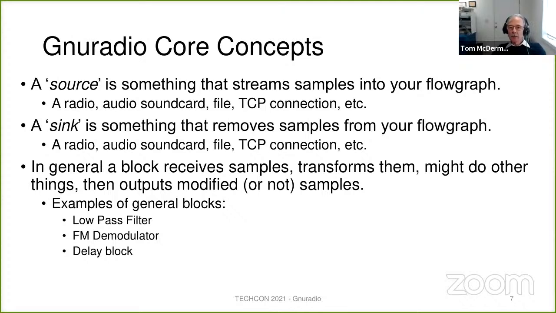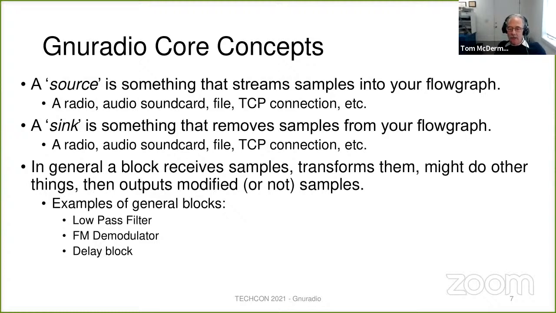A sink is something that removes samples from your flow graph. So if you have a radio that's a transmitter, your transmitter is a sink, because samples from the flow graph feed your transmitter, and that causes the transmitter to emit RF and go out on the air. You can also sink things into an audio sound card or a file, just the same thing as a source.